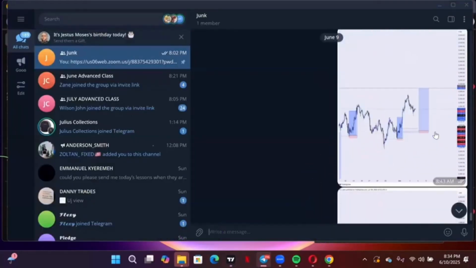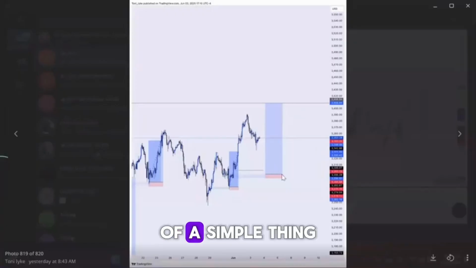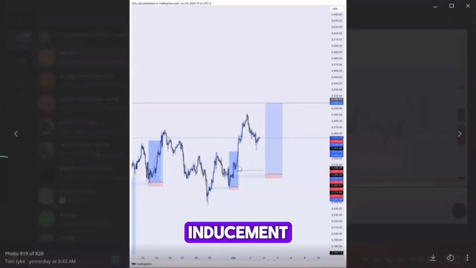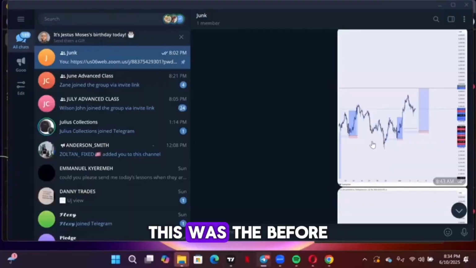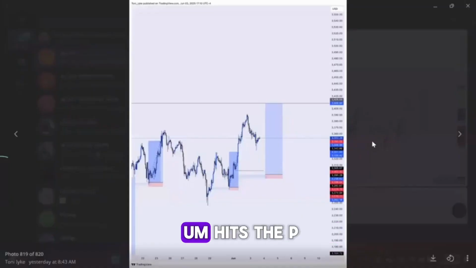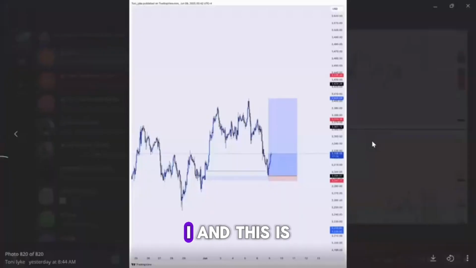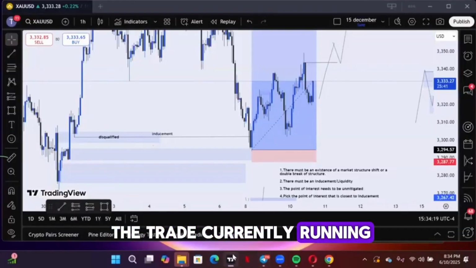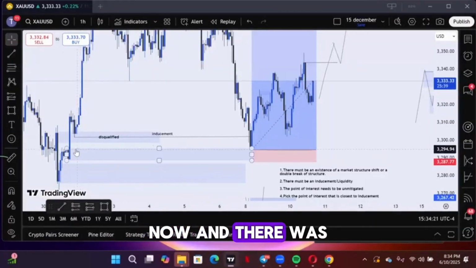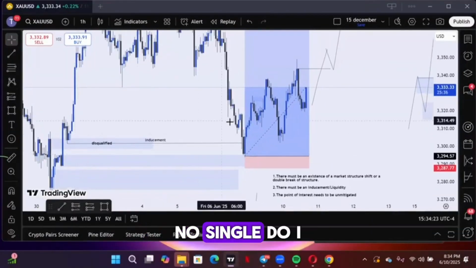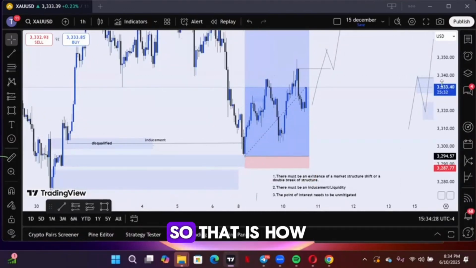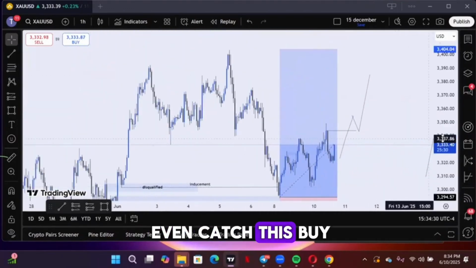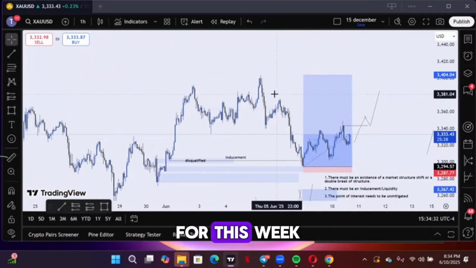This was the setup. Simple thing: price, structure shift, inducement, point of interest that follows all those four rules correctly. This was the before. This was when market hits the POI. And this is the trade currently running in profit now. And there was no drawdown, not a single one, it just hit the POI and started reversing up immediately. So that is how I was able to catch this buy that gold is currently on for this week.